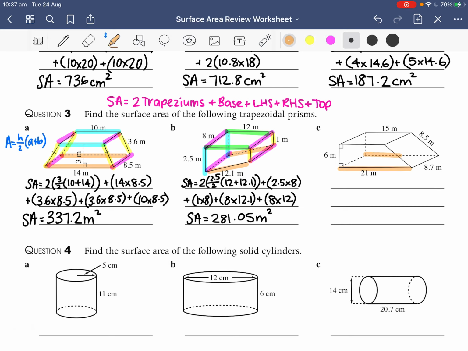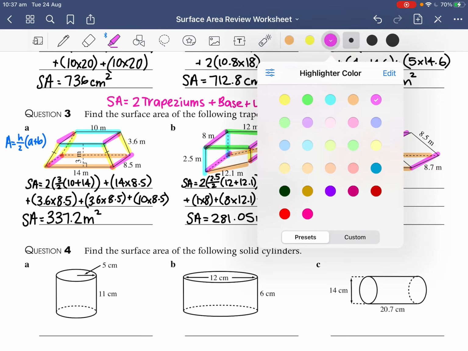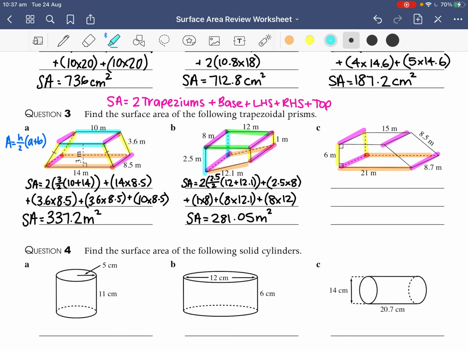So we have that this base is 12 here. We have that this is 8.7 going all the way along. We have that this distance here is 6. We have this top distance here is 15. And we have that this distance here is 8.5.